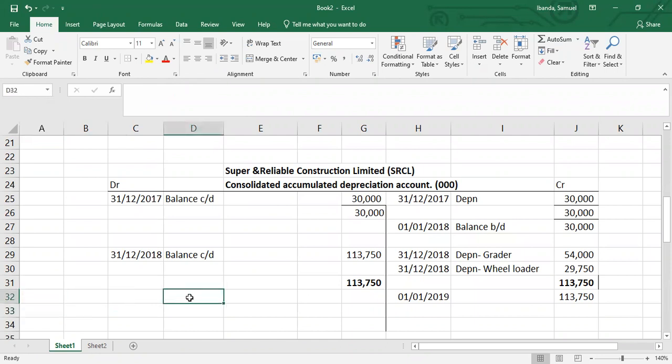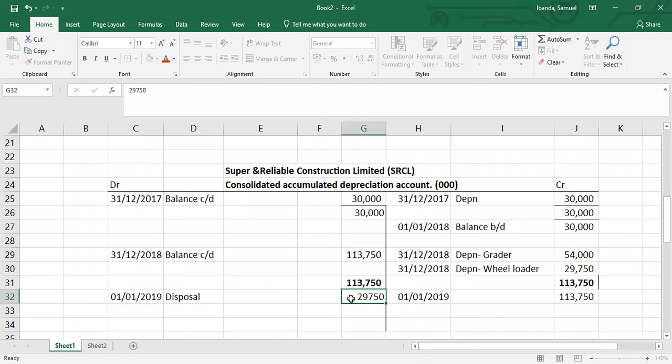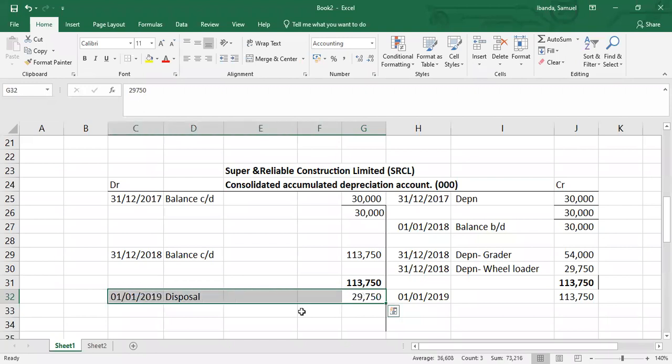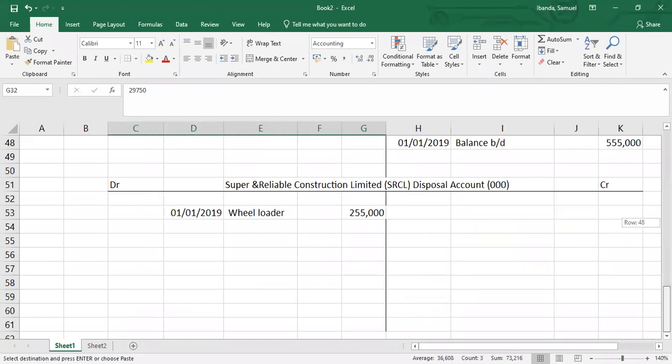So I'll come here and say 1st January 2019, disposal. So I'm going to write off only this 29,750, because it's the only accumulated depreciation, the only depreciation that we've had for this asset, the 29,750. Okay. So as I put it here, I'll go to the disposal account and credit it.